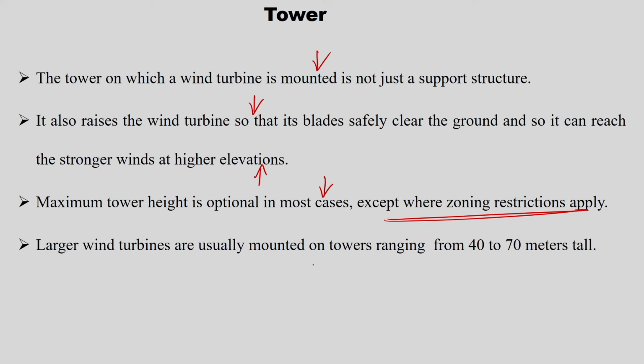Larger wind turbines are usually mounted on towers ranging from 40 to 70 meters tall. So, this is the normal height. This also we have seen, height versus the drawing power. The mathematical expression governing the wind power we will continue in our next class.